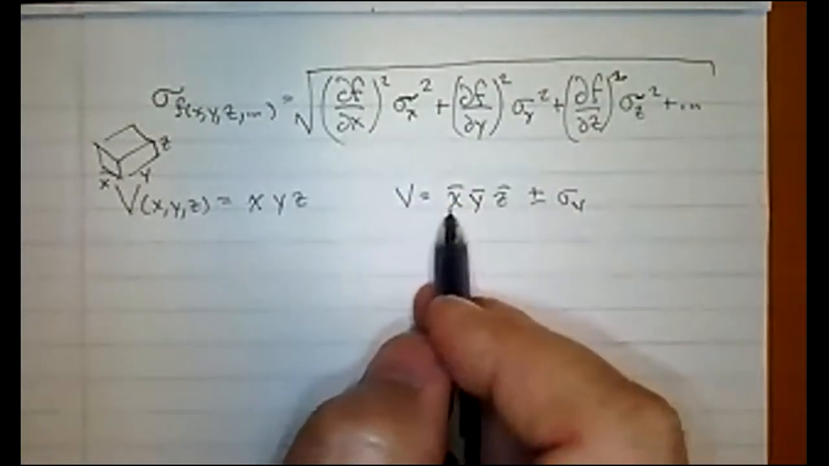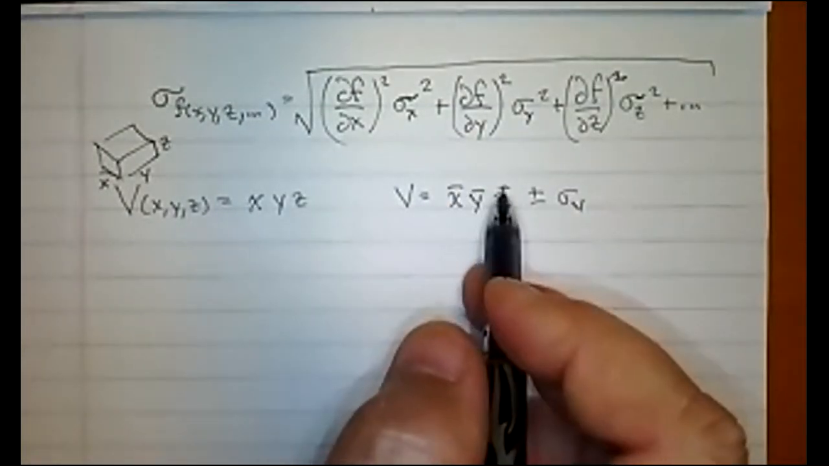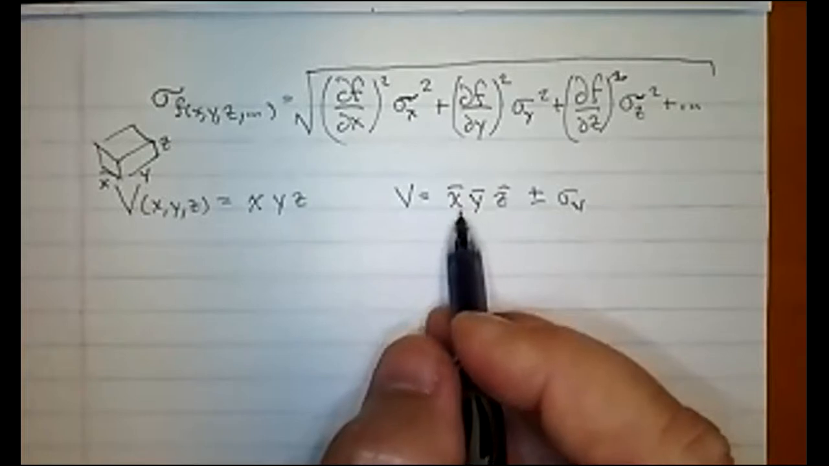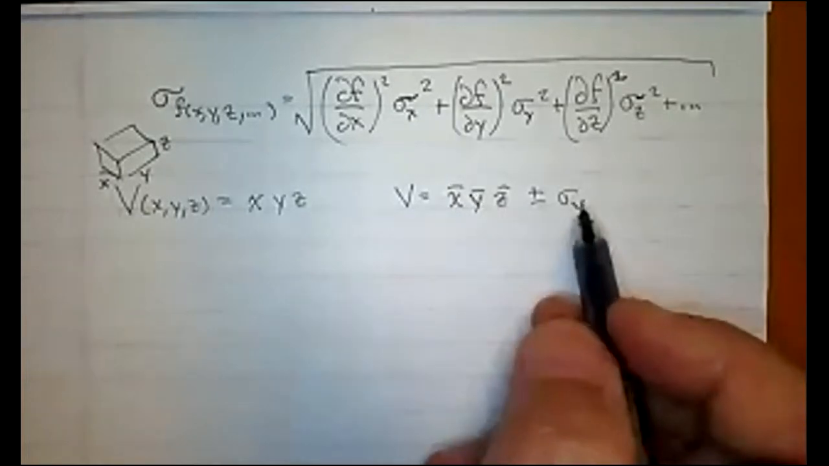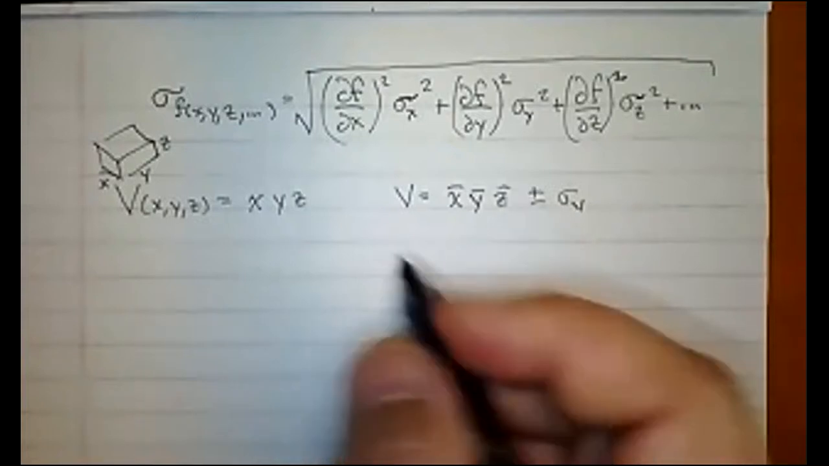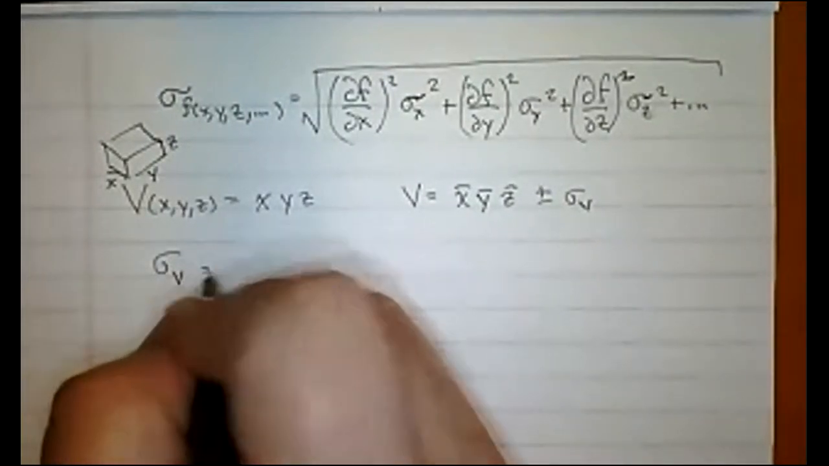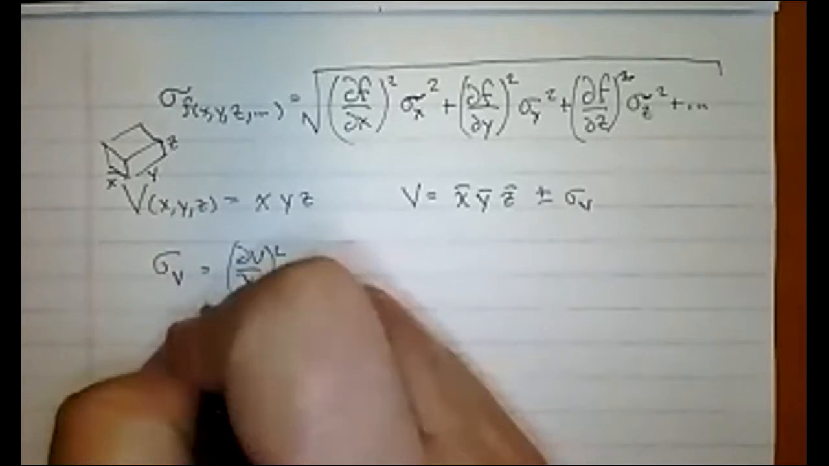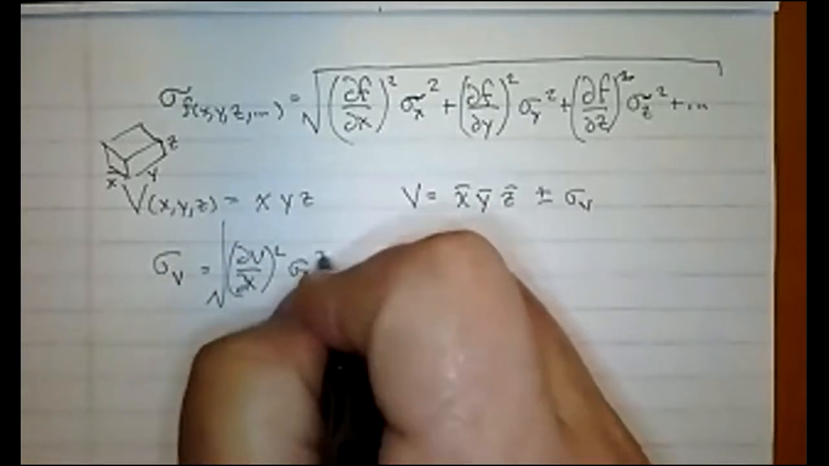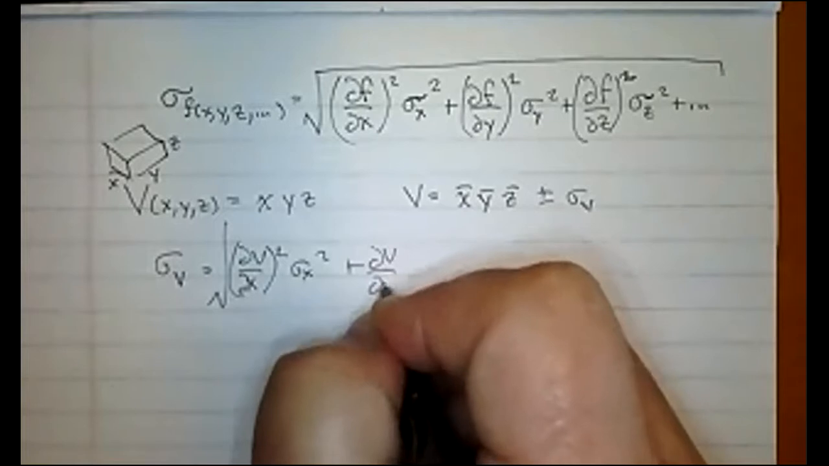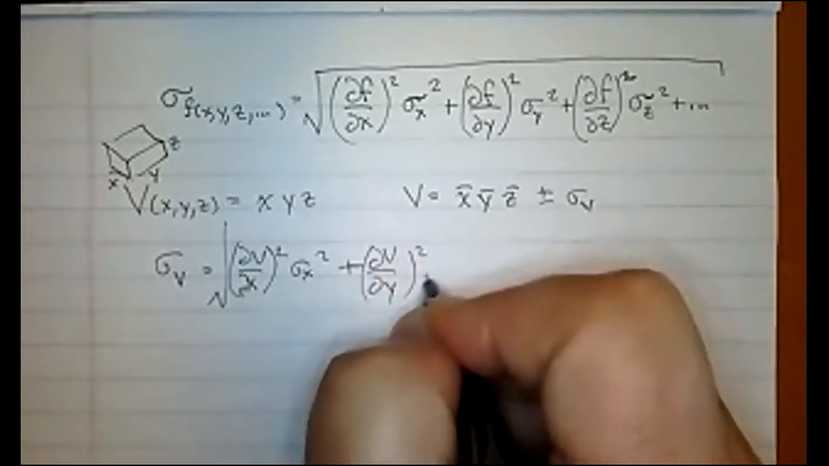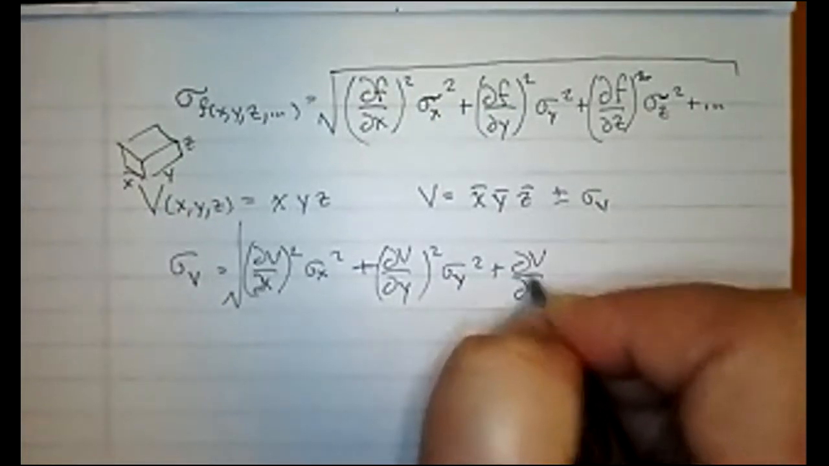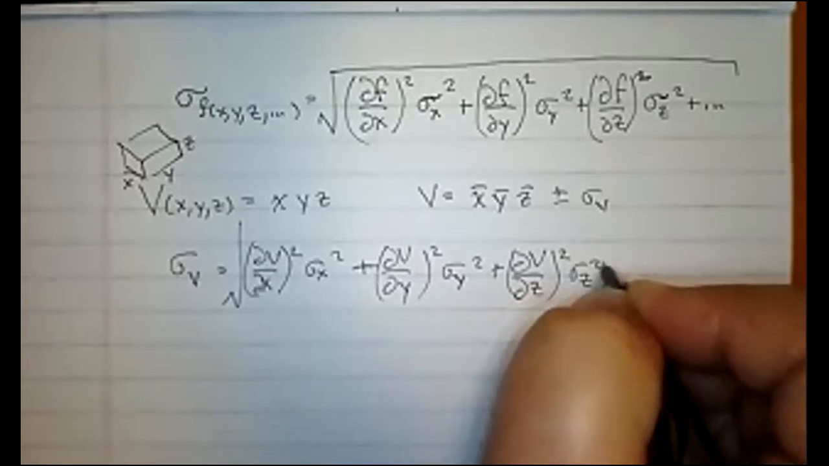So in other words, you're going to take your best value of x, your best value of y, your best value of z, in other words, your means or your weighted means, and you're going to multiply them, and that'll give you your expected value or your best estimate of the volume. And now you're going to use the error propagation formula to find the error. Well, it turns out the error in v is the square root of the partial of v with respect to x squared, times sigma x squared, plus the partial of v with respect to y squared multiplied by sigma y squared, plus the partial of v with respect to z squared sigma z squared.